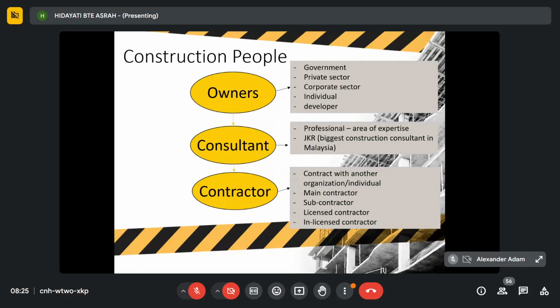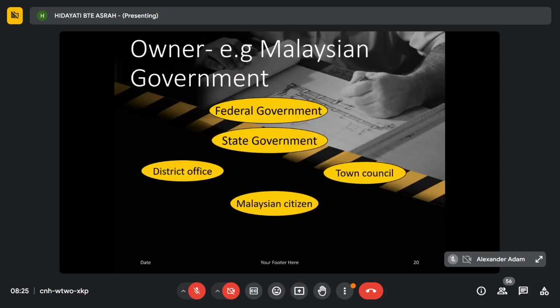Let's say the owner is the Malaysian government. This is the example. Under the Malaysian government, there is the federal government, and under the federal government, there is the state government. And it is divided into district office, town council, and last is the Malaysian citizen.